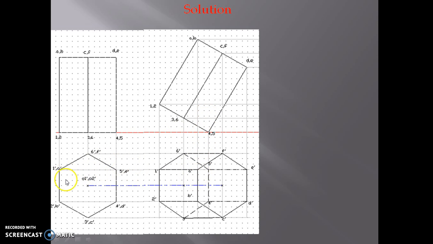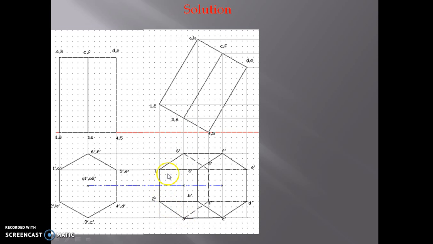Draw projectors from all these corners from the first top view and mark the points 1 dash, 2 dash, 1, 2, 3, 4, 5, 6 of the lower end, as well as A, B, C, D, E, F of the upper end, and then see the visibility. Looking from this top, all the edges which are above these corners 3 and 6 will be visible. Means 1, 2, 2, 3, then 1, 6. These edges are visible.